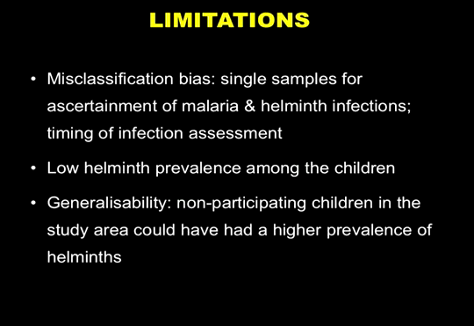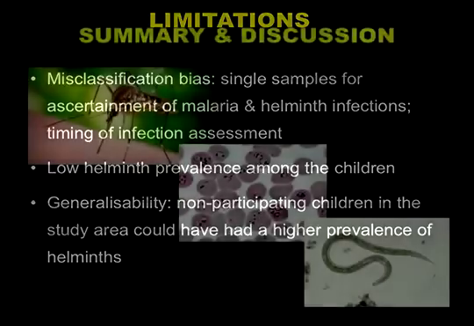For the observational analysis in childhood, the low helminth prevalence among the children was one limitation. At age 5, only 11% were infected. And then again, the generalizability of the results and the observations may be questioned because non-participating children in the study area could have had a higher prevalence of helminths. Remember that half of the children in this analysis were receiving quarterly albendazole during their early childhood.